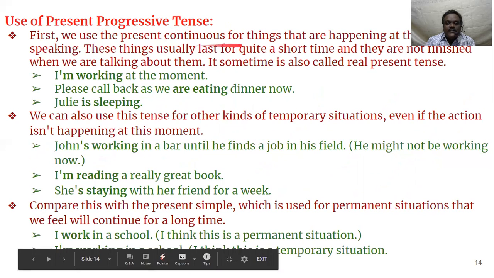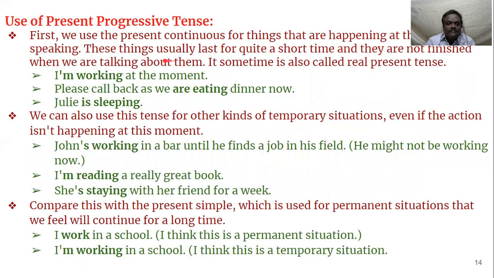First, we use the present continuous for things that are happening at the moment of speaking. These things usually last quite a short time, and they are not finished when we are talking about them. It is sometimes called the real present tense, because whatever is happening right now, we use in present progressive tense. For example, I am working at the moment.